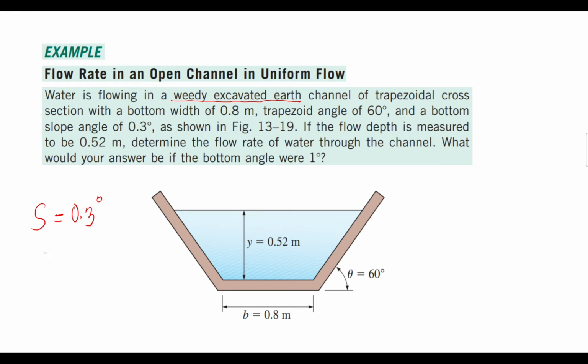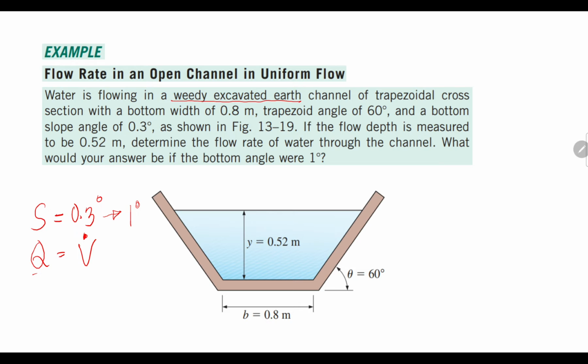So we have to determine the Q, or in this book, it's the volumetric flow, V. What would your answer be if the bottom angle were 1? How much is Q if the slope is increased from 0.3 to 1 degree?